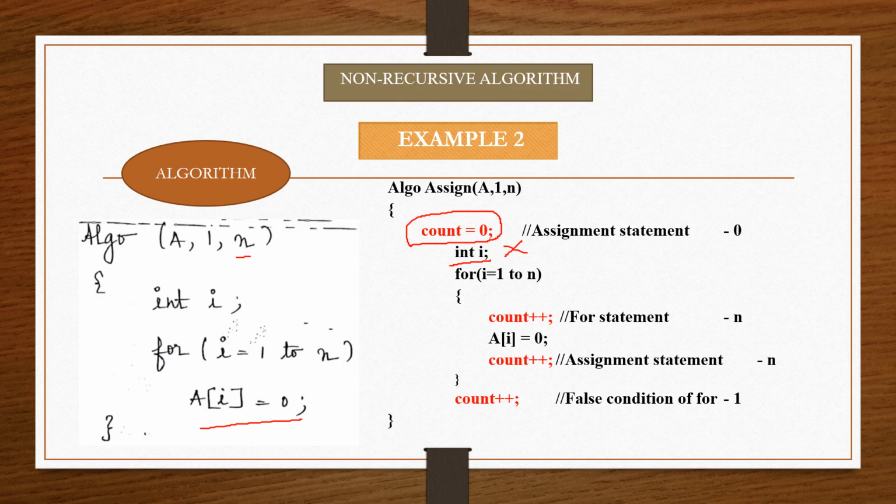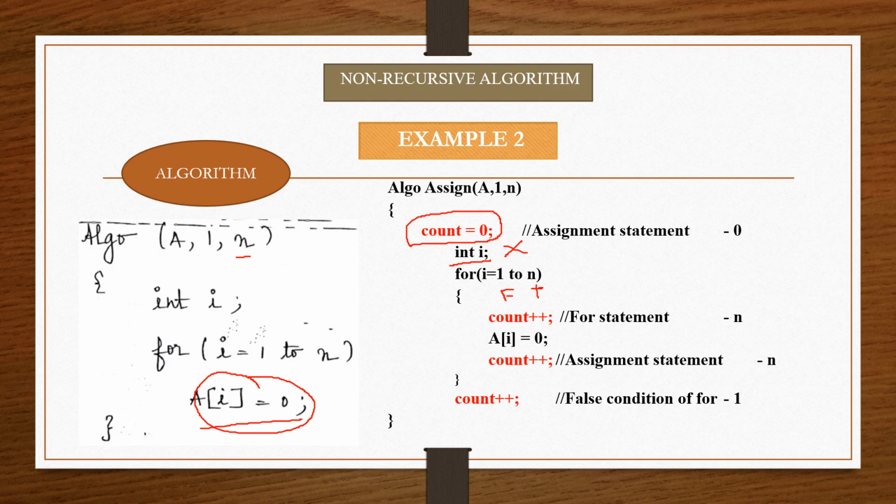Then we have a loop. This loop will execute n plus 1 times. Why? Because n is for the true times, the true conditions, and 1 is for the false. So this statement inside the loop will also execute n times, that is the true times.